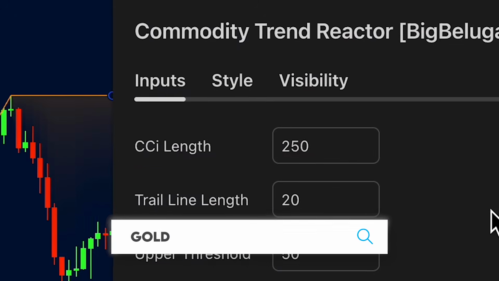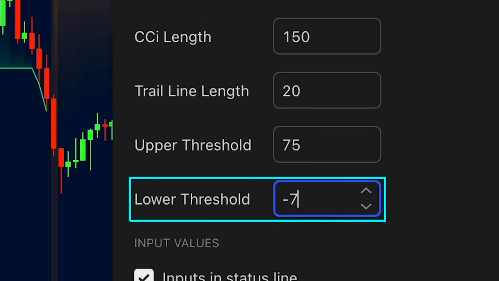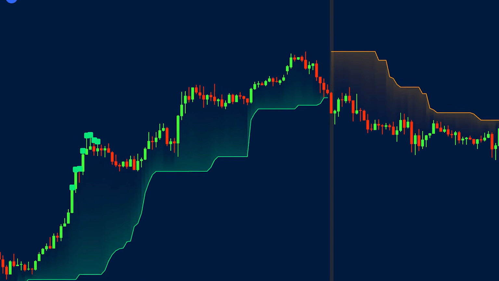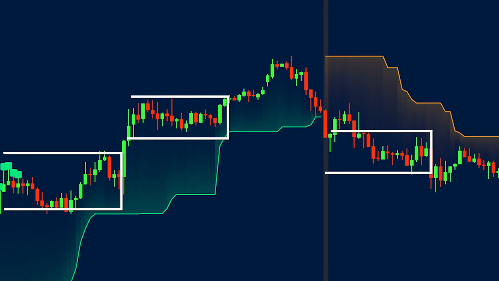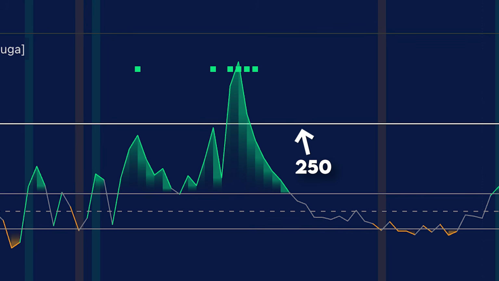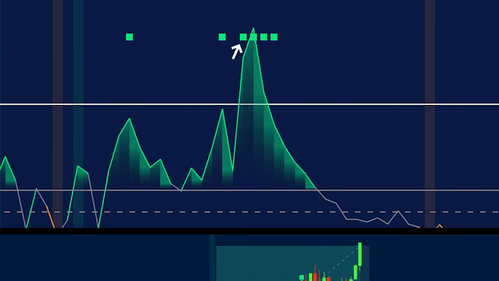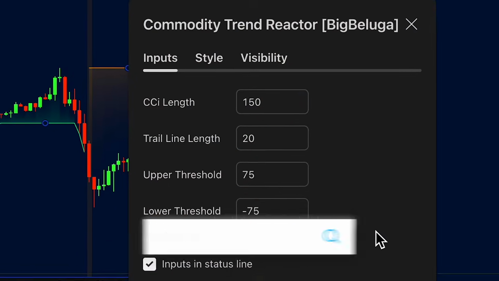For gold, you want to drop your CCI length to 150 and use thresholds of plus or minus 75. Gold exhibits the most violent momentum shifts, but also has long periods of sideways grinding. Also enable the extreme markers at plus or minus 250 levels for gold, as it frequently reaches these statistical extremes before major reversals.